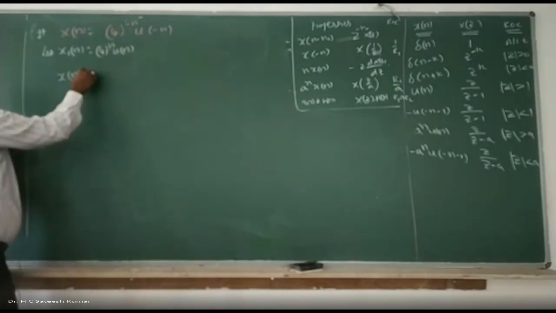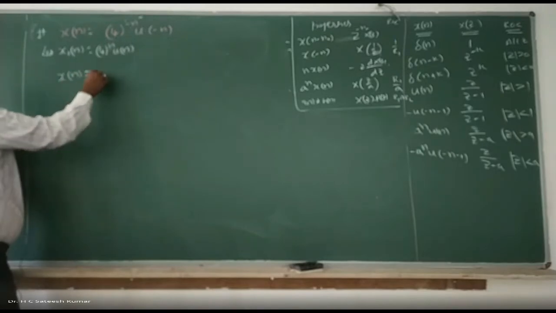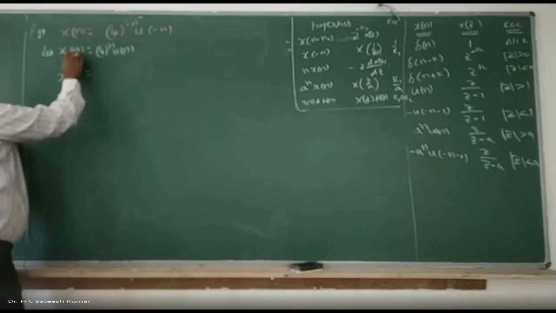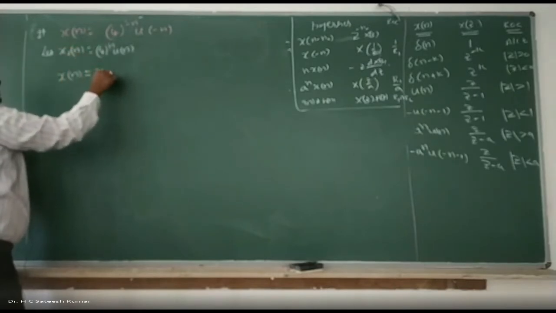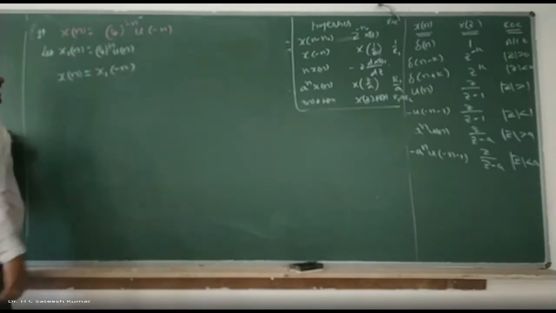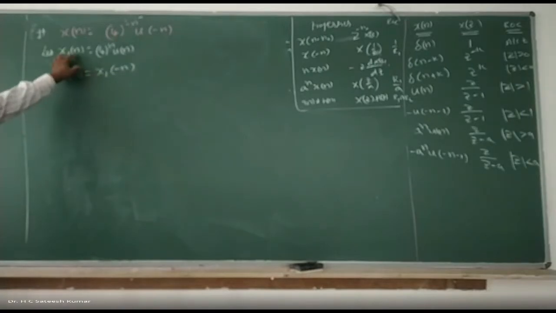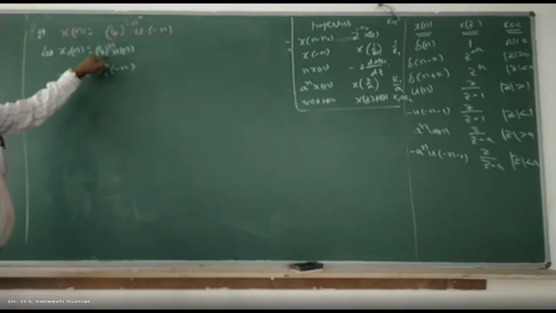Therefore, this is nothing but, to get this x of n, n should be replaced by minus n. Therefore I'll write it as x1 of minus n. In x1 of n, replace n by minus n, giving x1 of minus n. This x1 of minus n is nothing but 4 to the power minus n into u of minus n. That is your x of n.